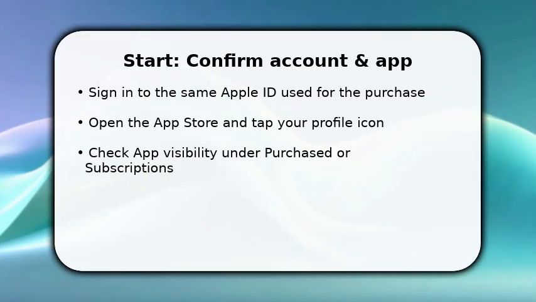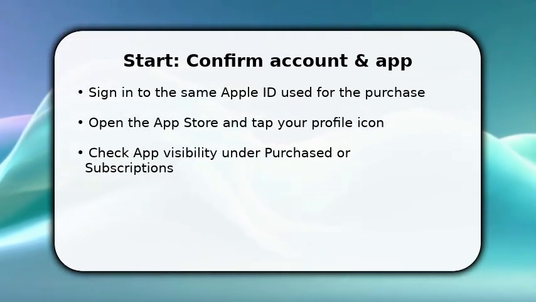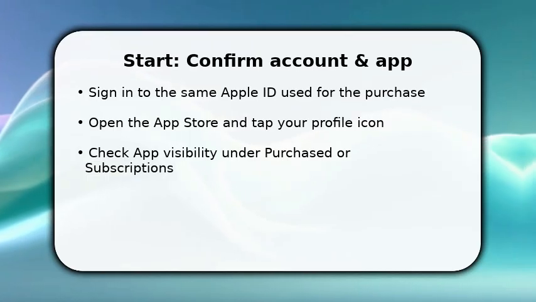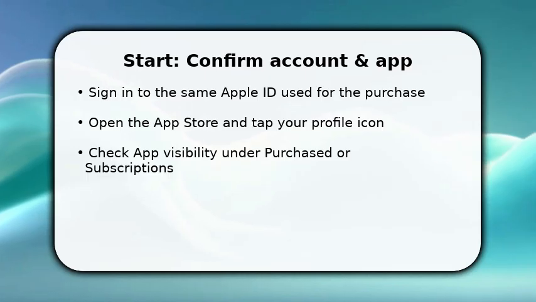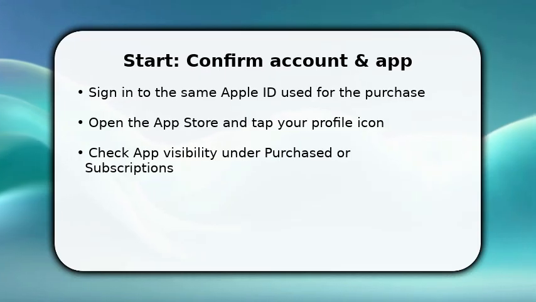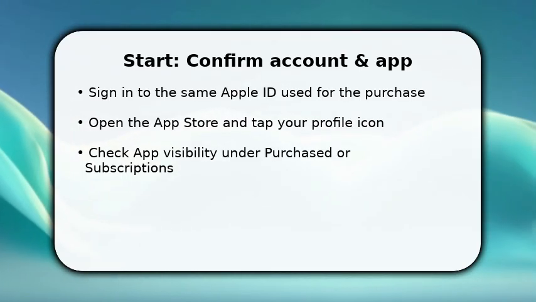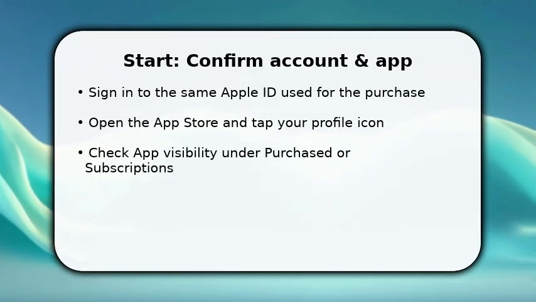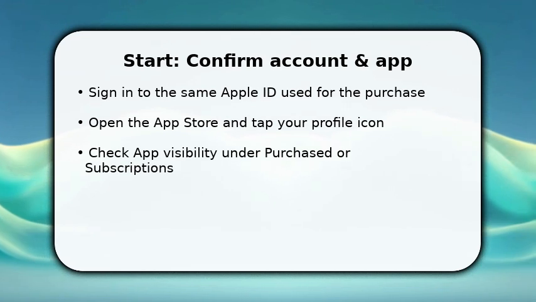You'll begin by confirming the exact Apple ID and device you used for the purchase. This is crucial because purchases tie to an account. Once signed in, open the App Store and tap your profile icon to surface purchase history. Make sure the app isn't hidden. Check purchased or subscriptions to verify ownership. If you purchased via family sharing, confirm the family organizer's account. Doing this first prevents wasted steps and ensures the restore process can recognize your entitlement immediately.